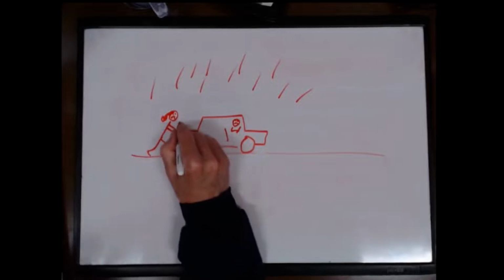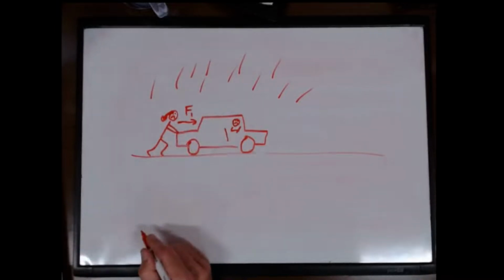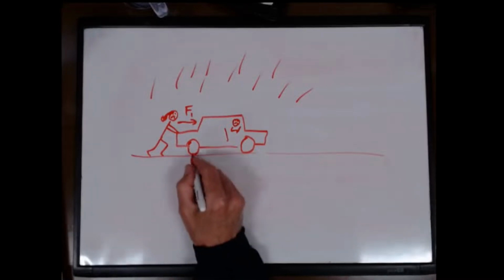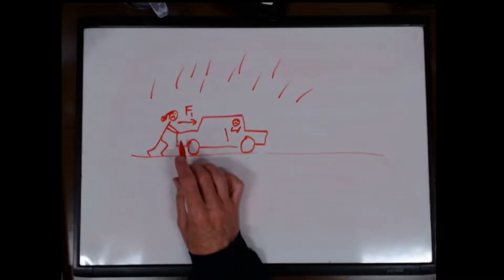So she's applying an external force, right, to push my car forward. But it could be that there's some friction here that's acting on the car so that she can't push hard enough to get it to move, right? So if she's not strong enough by herself, what has to happen?